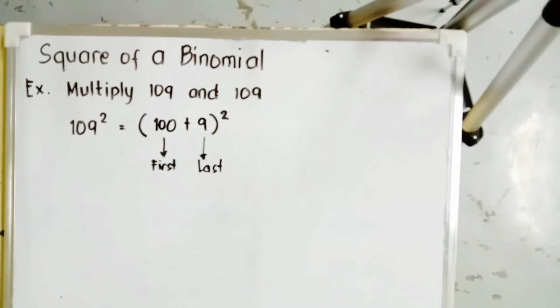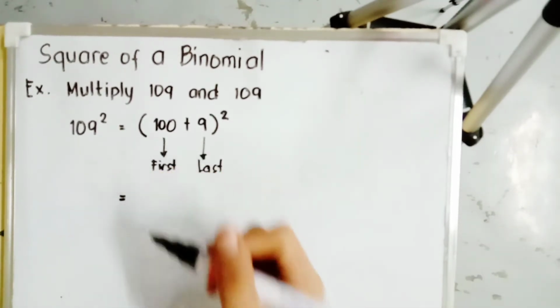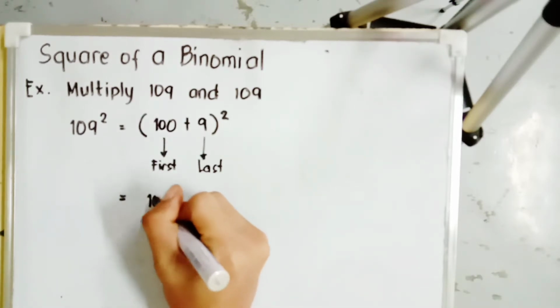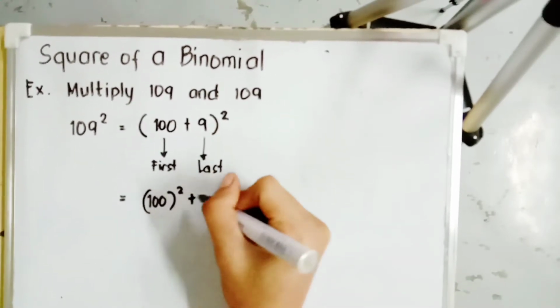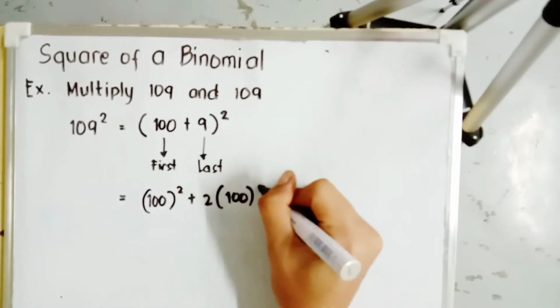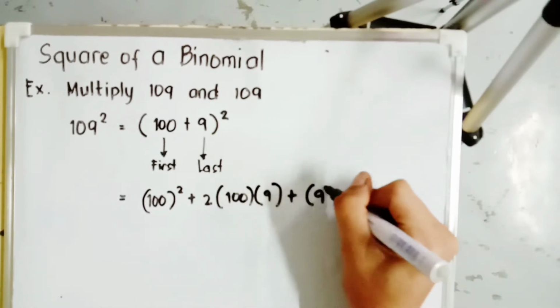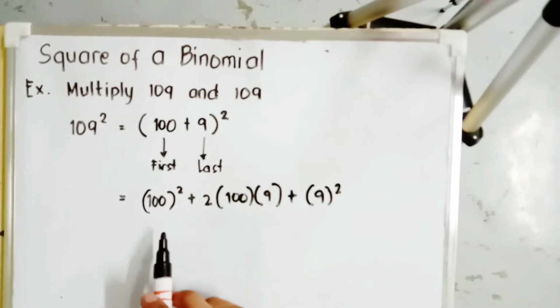Next, we will have to apply square of a binomial. It says that in square of a binomial, we will have to square the first term. Our first term is 100 and we have to square it. Add twice the product of your first term, 100, and last term, 9. Add the square of your last term. This is how square of a binomial works. Afterwards, we will have to simplify.